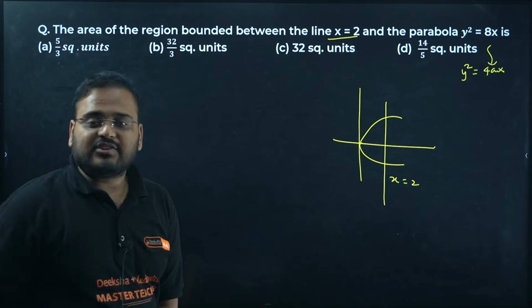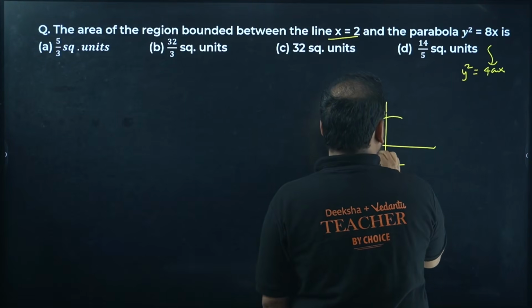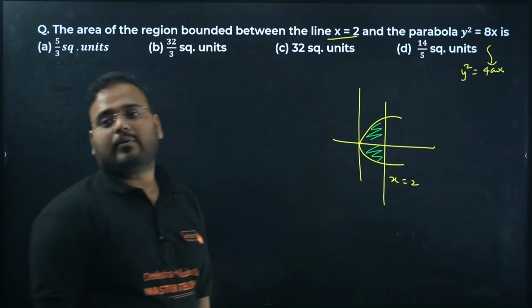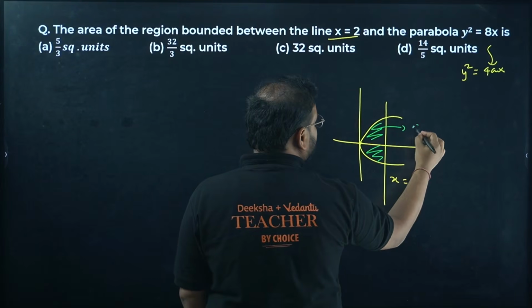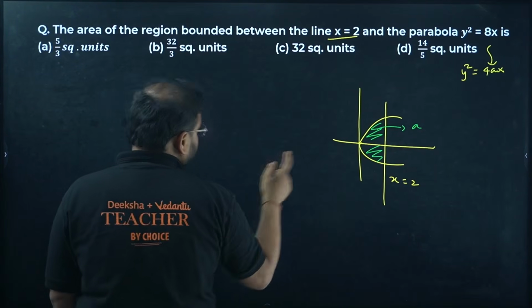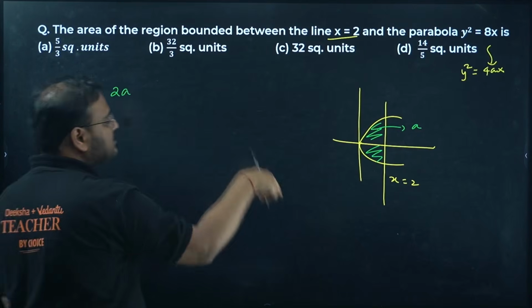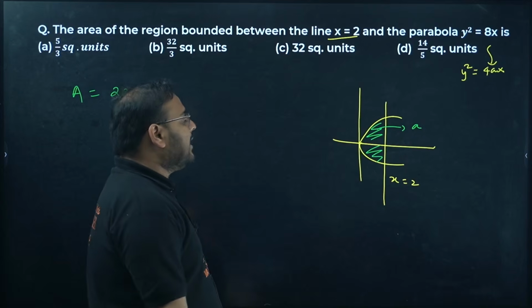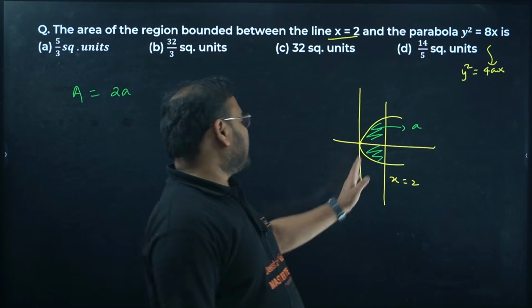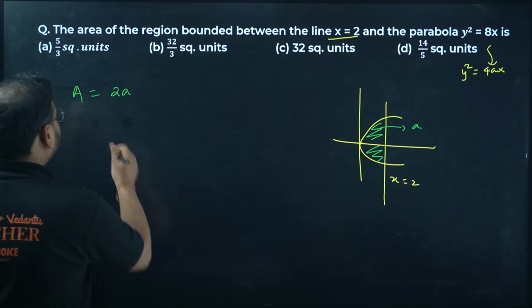What is my required region then? My region is very simple. Have a look. This is the required region. I can find this area and get the required area, capital A, as twice of A, because they are symmetric in nature. Parabola is symmetric about x-axis, right? And if you take this line x equals 2, these two parts are going to be equal in nature. So this area will be twice of A.